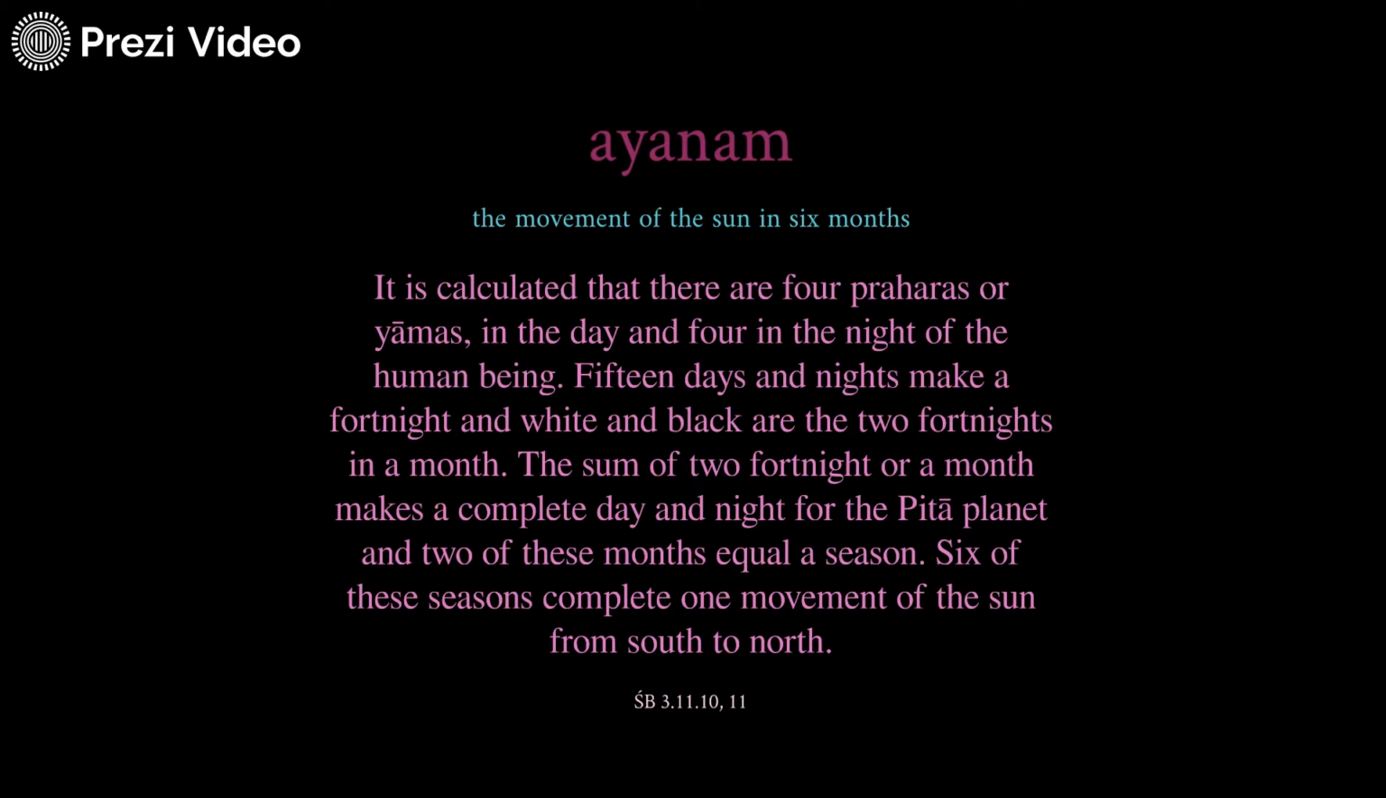The sum of 2 fortnights, or a month, makes a complete day and night for the Pitr planet, and 2 of these months equal a season. 6 of these seasons complete one movement of the sun from south to north.